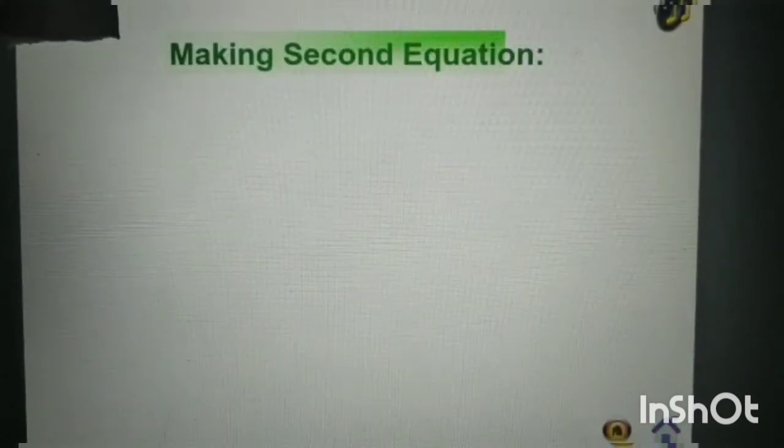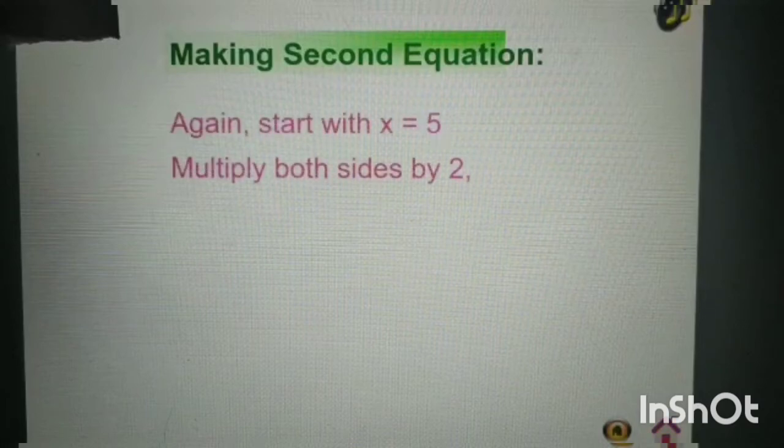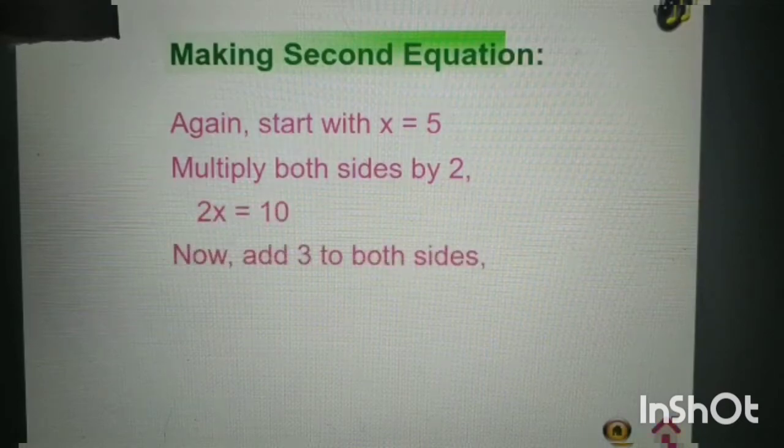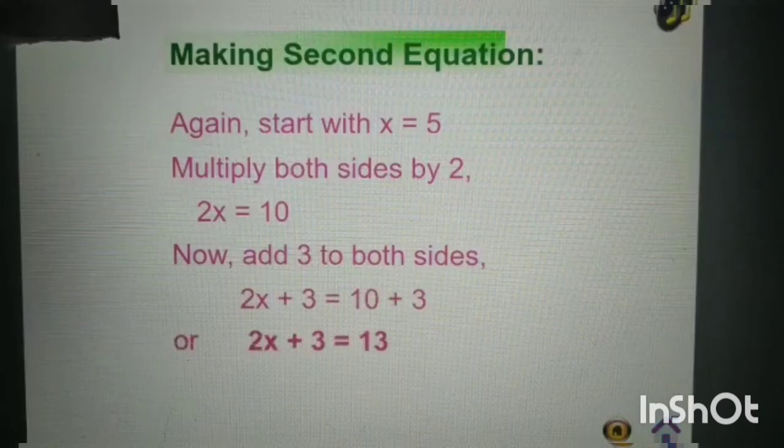Now let us make another equation. Again we start with x is equal to 5 and multiply both sides by 2 and get 2x is equal to 10. Now we add 3 to both sides and get 2x plus 3 is equal to 13, which is the required equation.